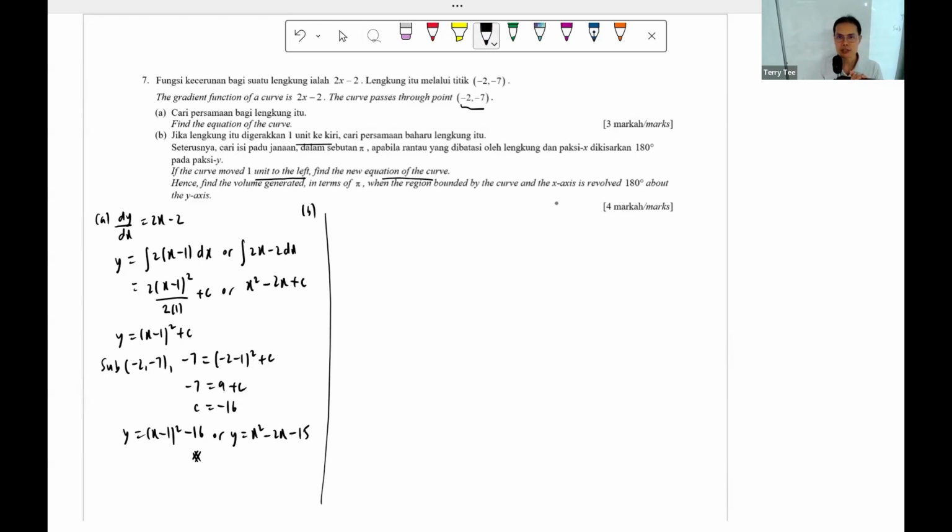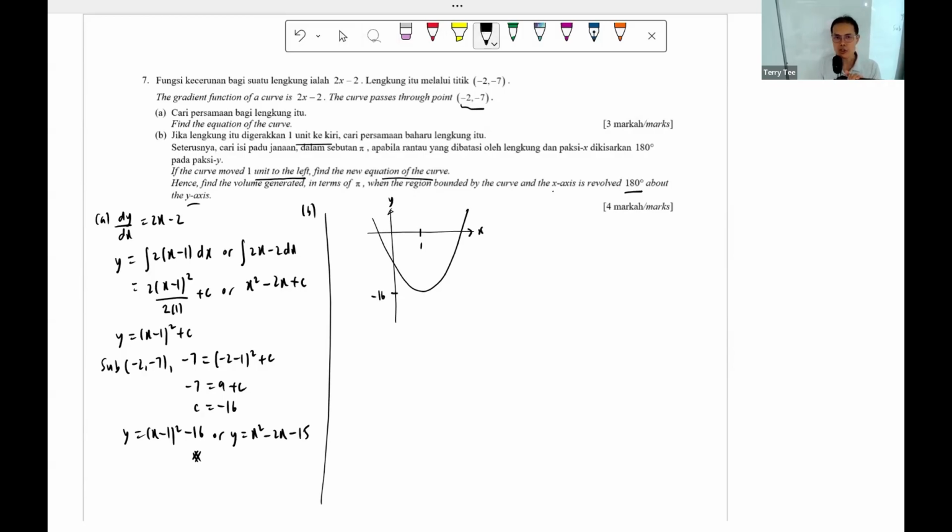Hence, find the volume generated when the region is revolved 180 degrees about the y-axis. Okay, so maybe it's better to do a sketch. Number one, originally the graph looks like this, right? Sorry, minus 16 is below. So you go like this. Okay, this is 1, minus 16.